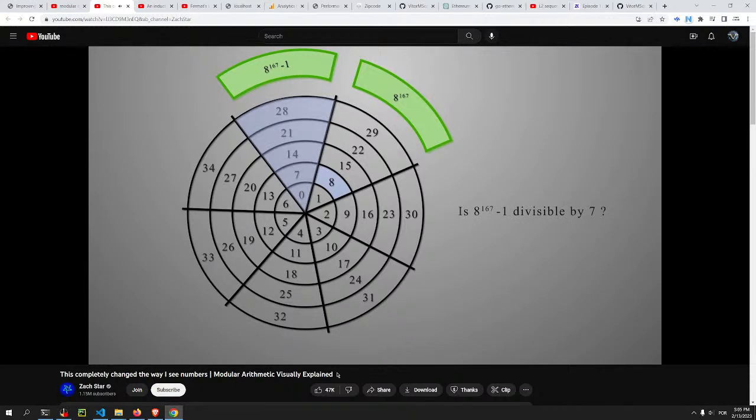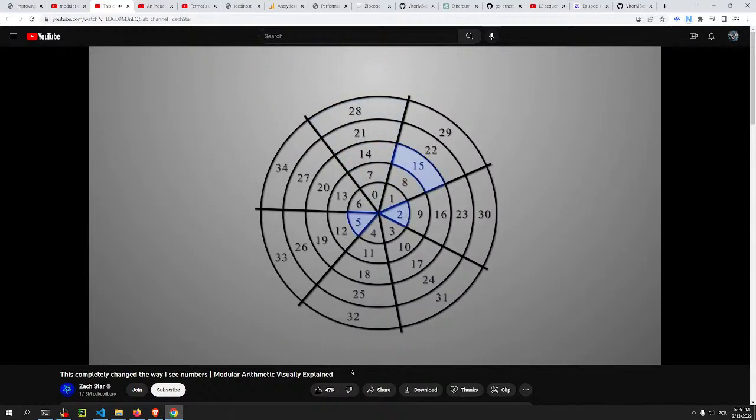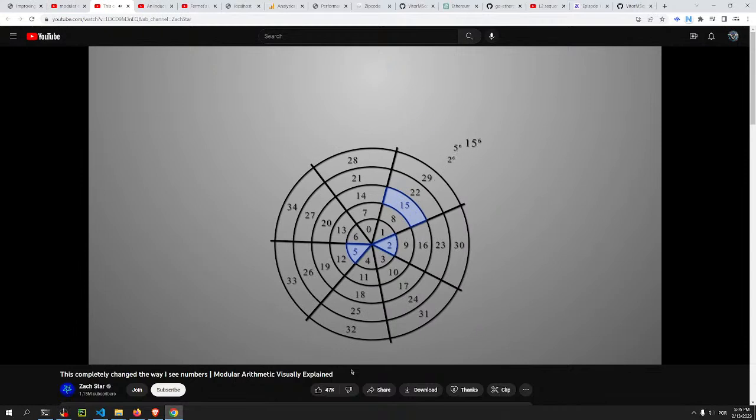But here's the least intuitive property I'll discuss, which works since we're using a prime number of spokes, or 7 in this case. Take any number not divisible by 7, like 2, 5, 15, or whatever, and raise it to the 6th power, or 1 less than the number of spokes we have, and that resulting value will always land in the section that has a remainder of 1. This will always be the case with prime wheels.